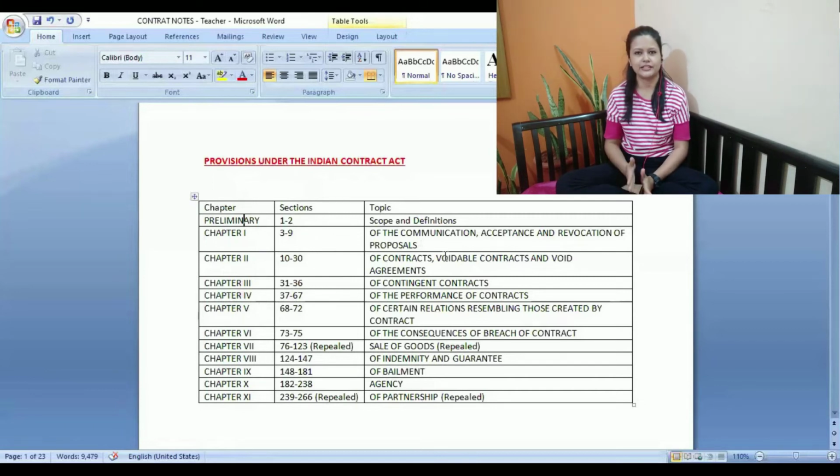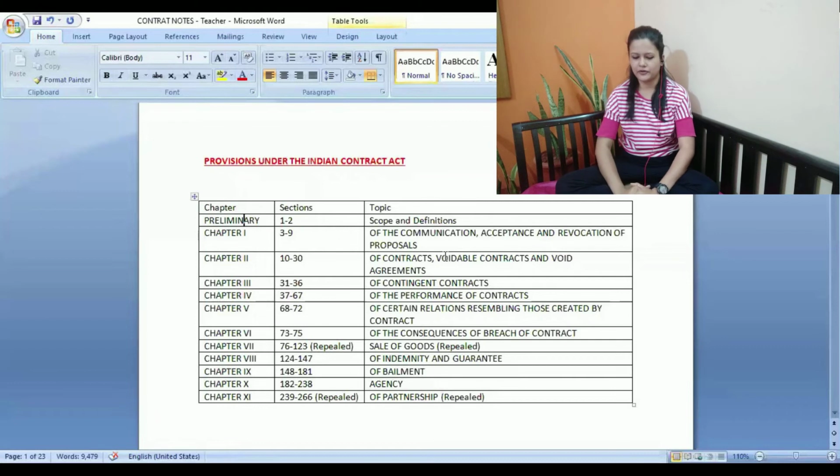The third chapter is sections 31 to 36. It talks about contingent contracts. That means when a contract is depending on the happening or non-happening of a certain situation, those types of contracts are mentioned under sections 31 to 36. Next is chapter 4. It contains sections 37 to 67. It talks about performance of contract.